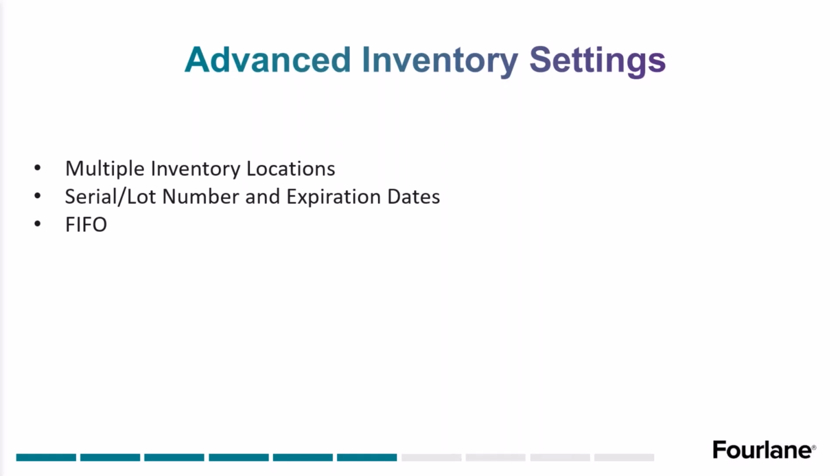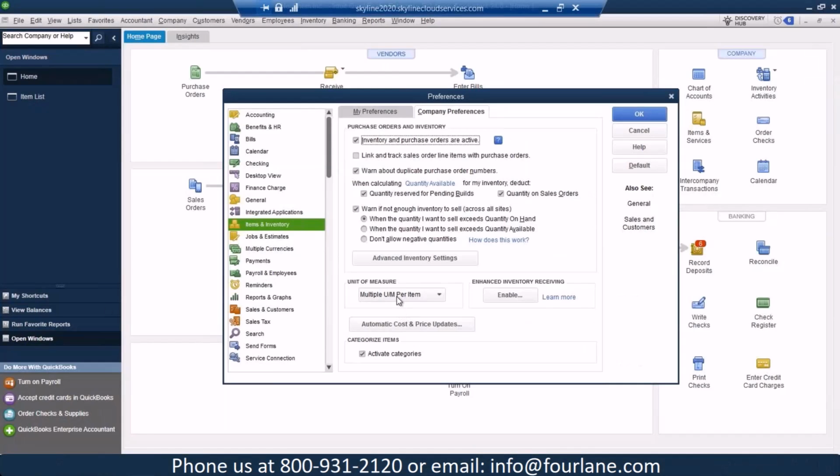Okay, so now getting into our advanced inventory settings, we've got a handful that we want to go through. So the first 3 that we'll talk about are going to be multiple inventory locations or sites, serial and lot numbers, as well as expiration dates, and then FIFO. I'm going to go ahead and come back in here to our QuickBooks instance so I can have each of these areas up on the screen as we go through to talk about them.